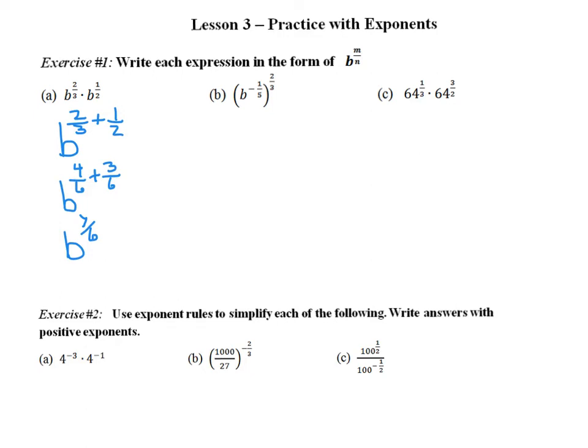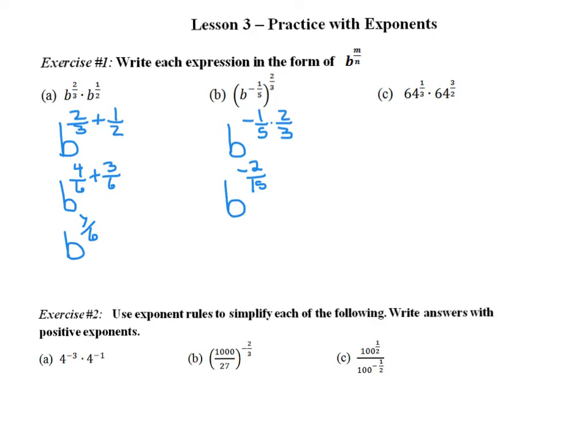For part B, we're raising a power to a power, so that means we're going to multiply our exponents together. So b to the negative 1/5 times 2/3. Now when I multiply, I do not need to have a common denominator. So multiplying negative 1/5 times 2/3 is giving me b to the negative 2 over 15. Now again, since the instructions said to leave it in the form of b to the m over n, I'm going to leave my answer in that form.